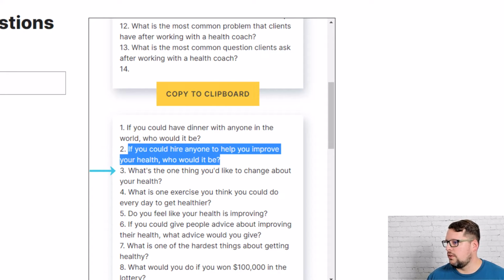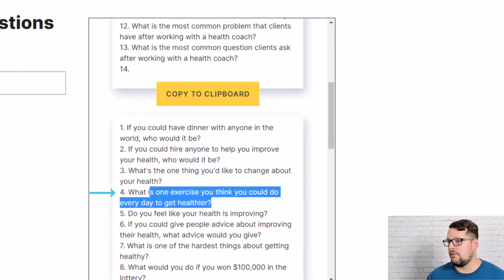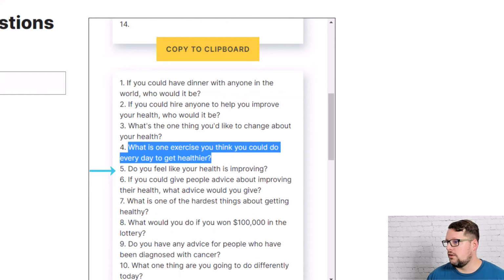What's the one thing you'd like to change about your health? So this is, again, a customer-facing question. What is one exercise you think you could do every day to get healthier? This could be either for you or your audience. Do you feel like your health is improving, right? Again, one of those hard-hitting questions for your audience or even for your potential clients, right? As like a checkpoint question.